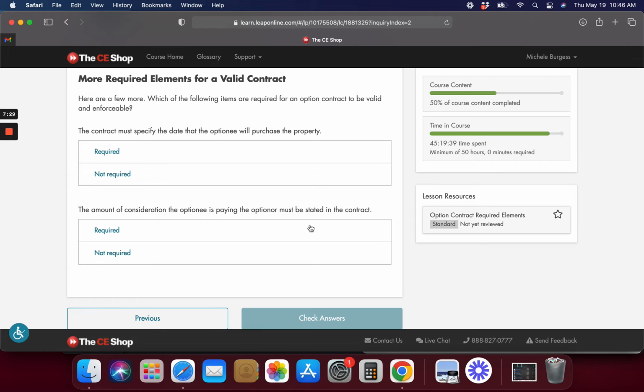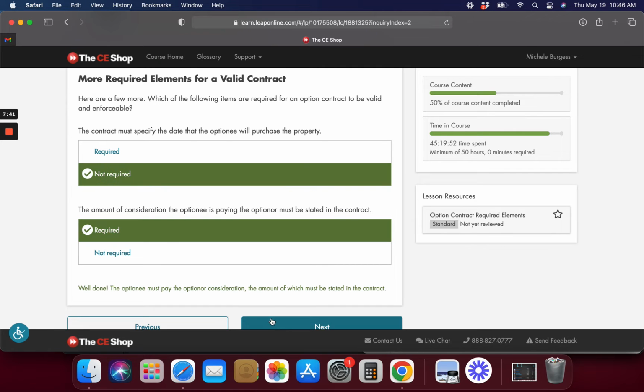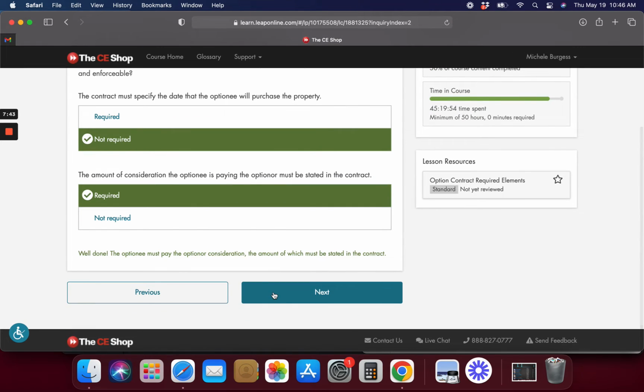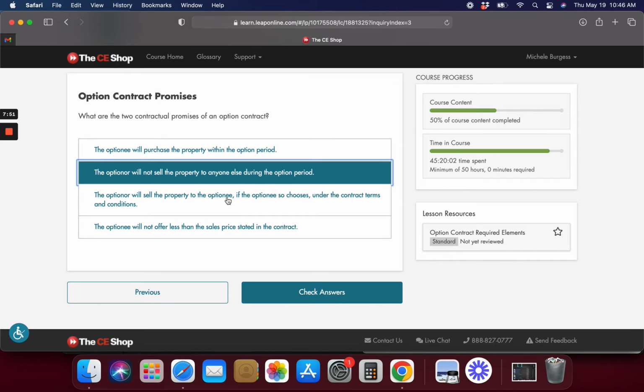More required elements. The contract must specify the date that the optionee will purchase the property. The amount of consideration the optionee is paying the optionor must be stated in the contract. And both of those I got correct. What are the two contractual promises of an option contract? That the seller will not sell the property to anyone else.